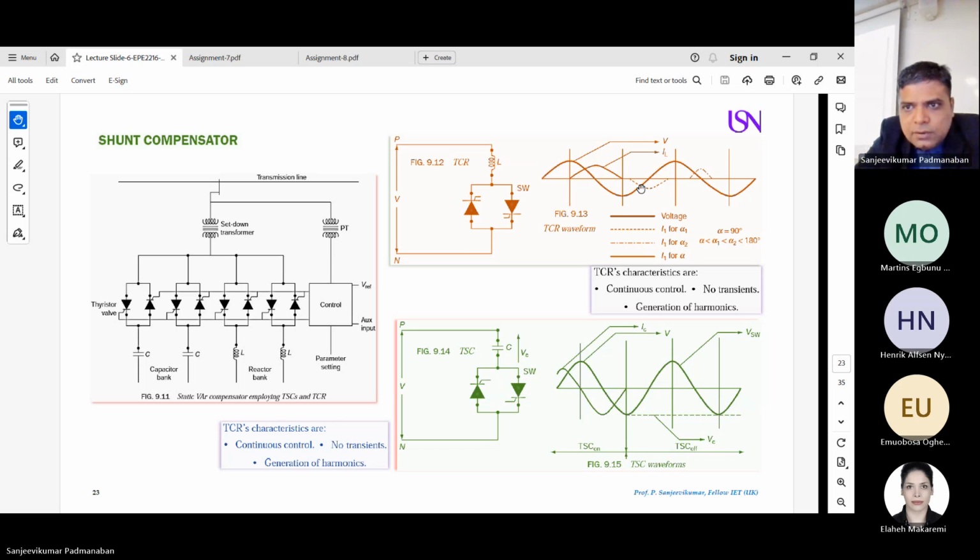Then you flip or clip all the negative voltages, you see. So you are able to control. This operation is called a thyristor controlled reactor. If you put a capacitor instead of an inductor, then it is called a thyristor controlled capacitor.